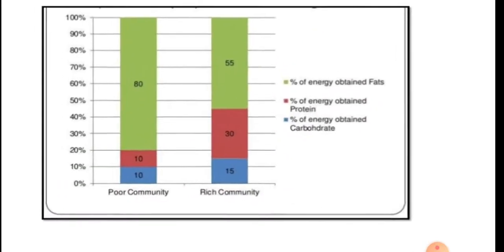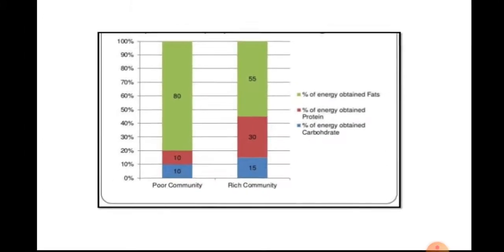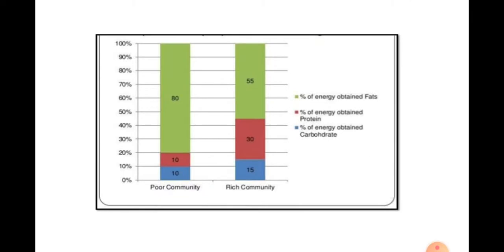One more example is there. This is percentage of energy obtained from fats. Red color depicts percentage of energy obtained from protein, and percentage of energy obtained from carbohydrates. So again, the length as well as the breadth of both the bars are the same because here the frequency is converted into percentage.